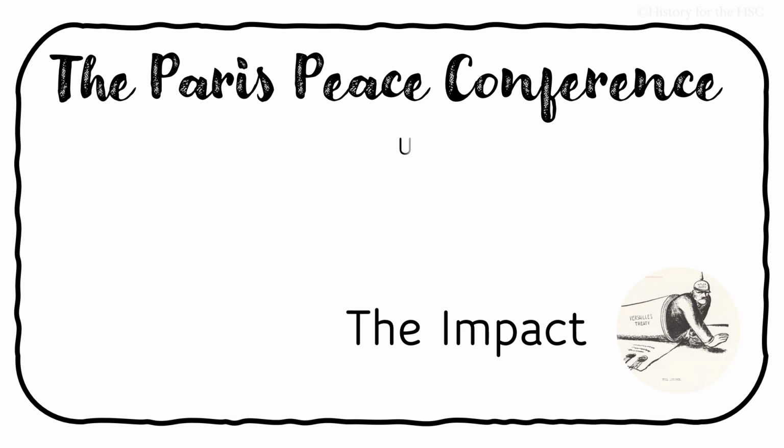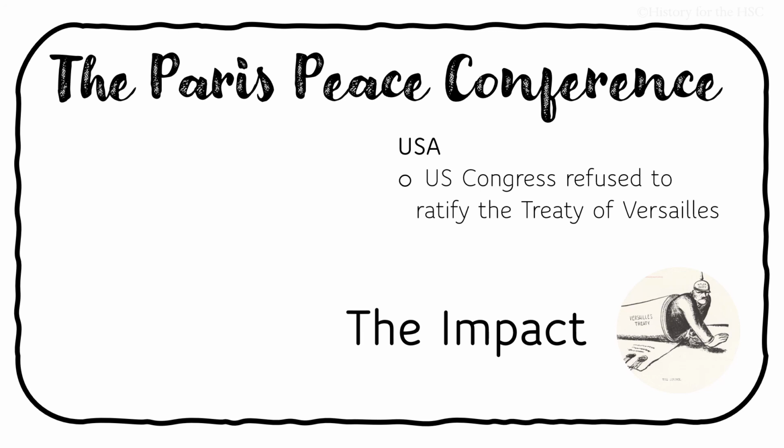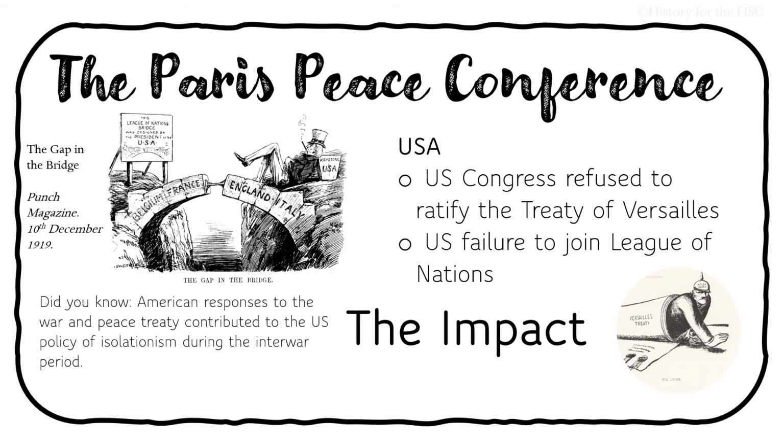Now, in the USA, political differences and political separation between the president, who was a Democrat, and the Republican-controlled Congress, meant that the Treaty of Versailles was never ratified, and that America would never join the League of Nations, despite the fact the League of Nations was the president's brainchild. The US never joined it, fundamentally weakening the League of Nations right from the outset, and fundamentally weakening the strength of the Treaty of Versailles.